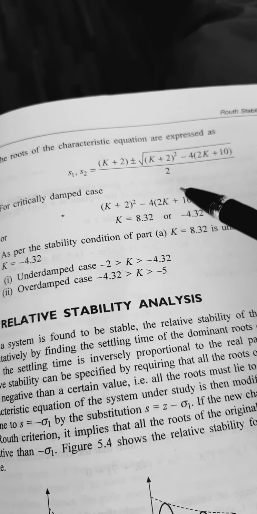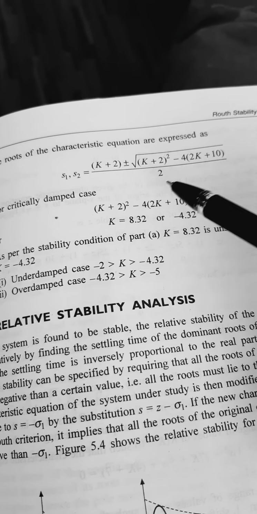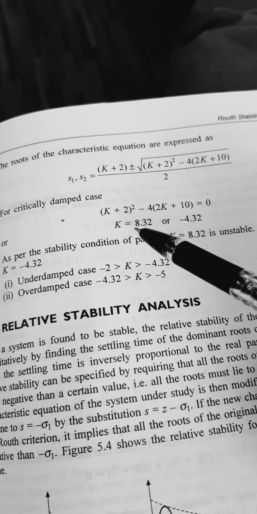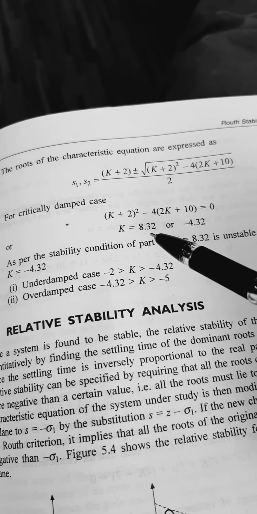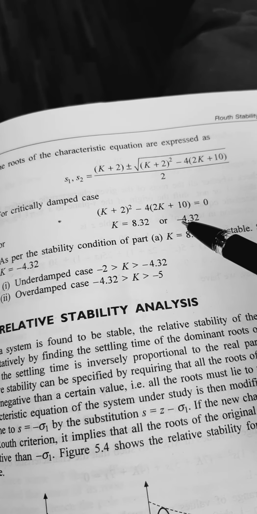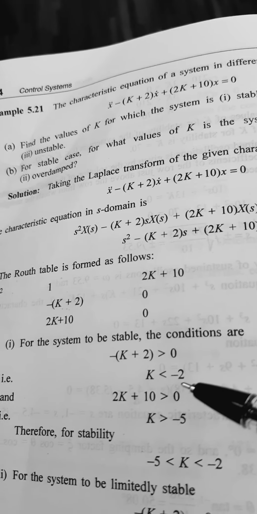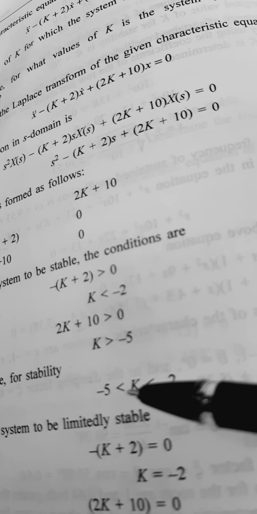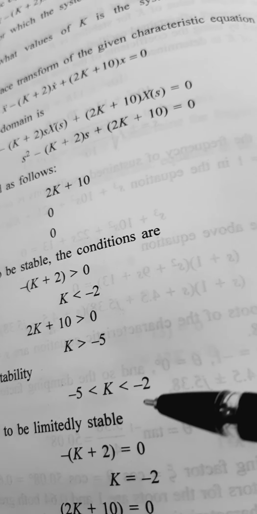Critically damped case, this should be 0. That means when this should be 0, k is... when it is 0, you will get k as 8.32 or minus 4.32. But you know that in the previous condition, the stability condition is k should be between minus 5 and minus 2. So it is a negative value.